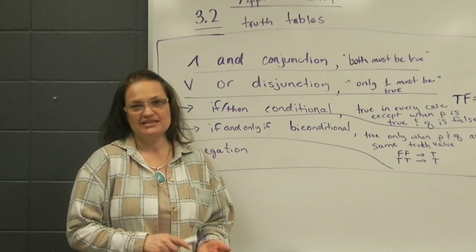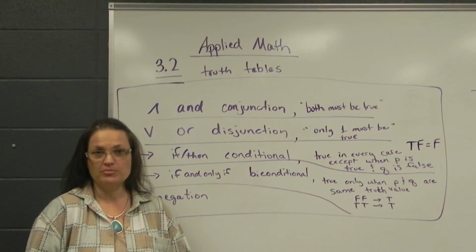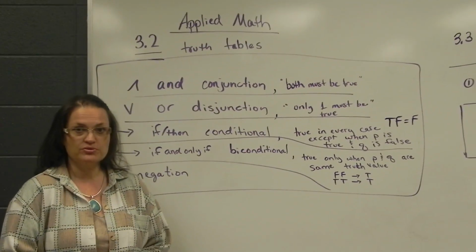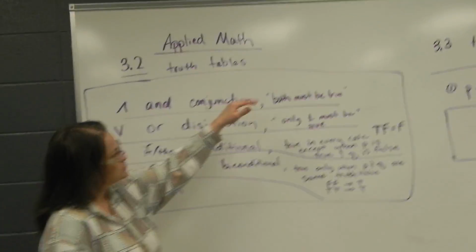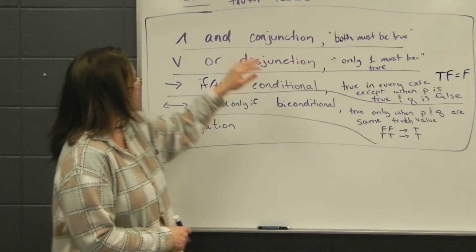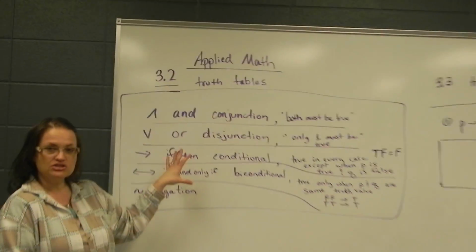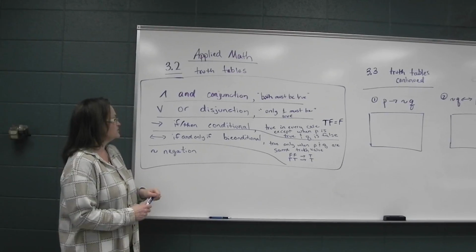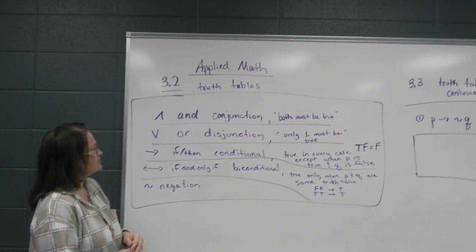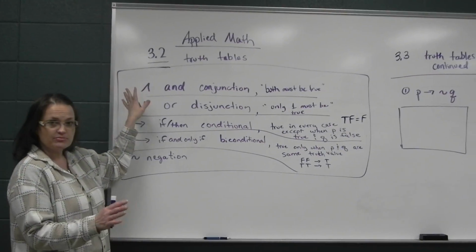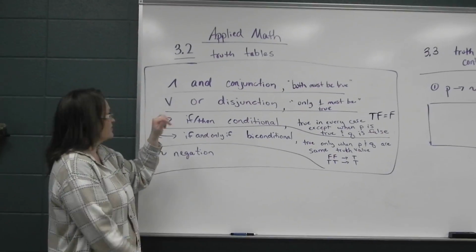Talk to you about a section in the logic chapter of our applied math class, section 3.3. It's truth tables continued, actually, but I want to review some of the basic things that you need to know back from 3.2 to do these. But these are the symbols. These are the rules that you follow for the whole thing.